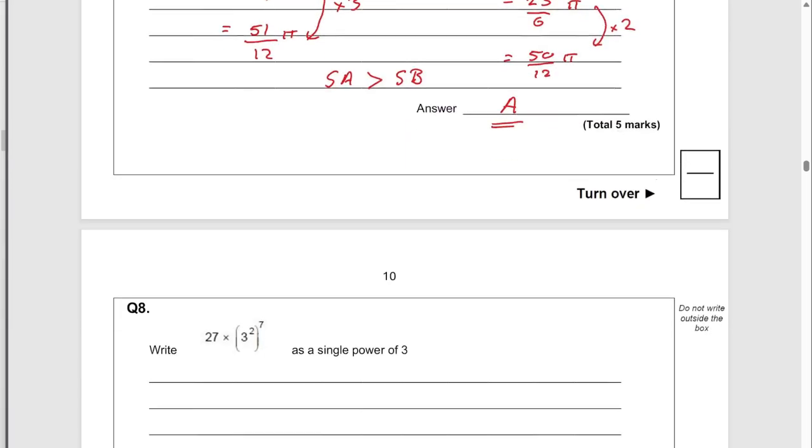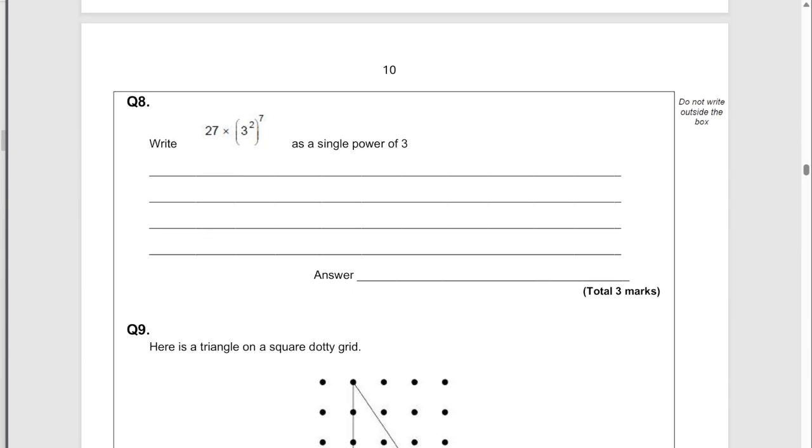Right. Question 8. Write 27 times 3 squared to the power 7 as a single power of 3. The first thing I'm going to do is 27 is going to be 3 to the power 3. And then 3 squared to the power 7 is going to be 3 to the power 14. Then I'm going to add those powers together, so that's going to become 3 to the 17.